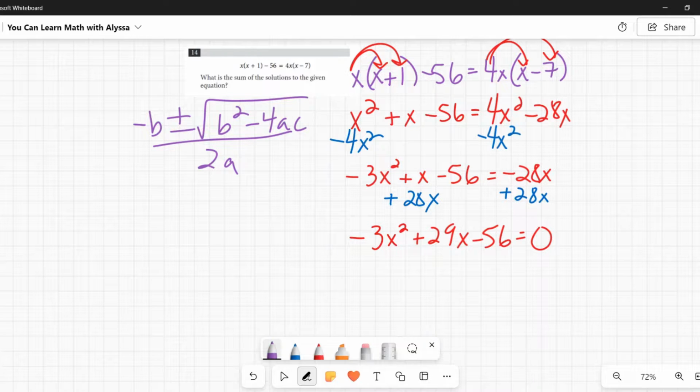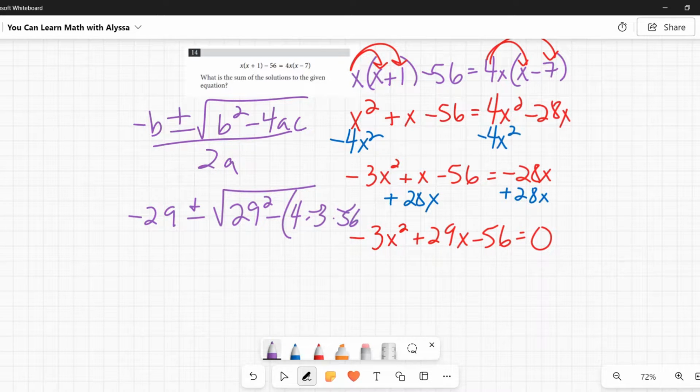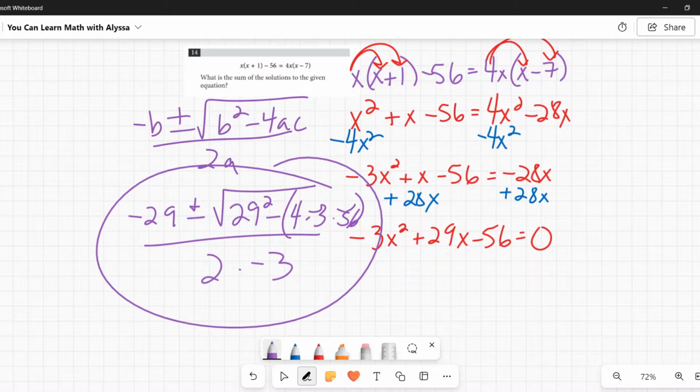Opposite of b, opposite of positive 29 is negative 29, plus or minus the square root of b squared, 29 squared, minus 4 times negative 3 times negative 56, all over 2 times negative 3. This is just getting crazy, isn't it? Once you go through all of this, you're going to get back to the same thing. You're going to have 2 different answers. And it's going to be that 2 2/3 and 7. And then you're going to add them together and get the 9 2/3, or 9.6 repeating. That's just so much extra. Doing that, that's so much room for error right there.